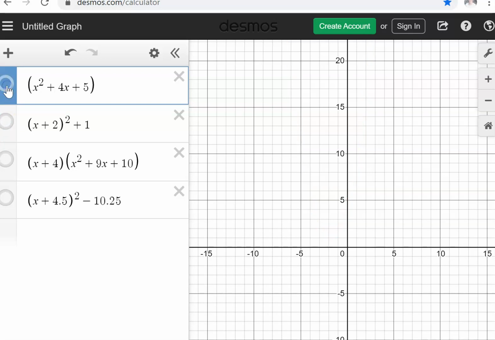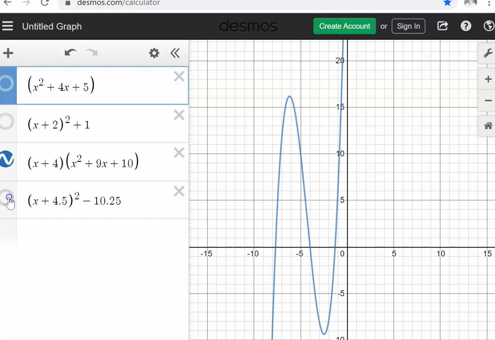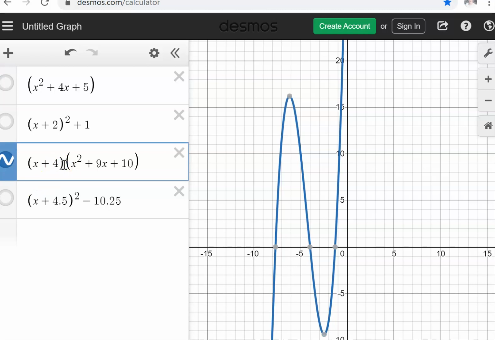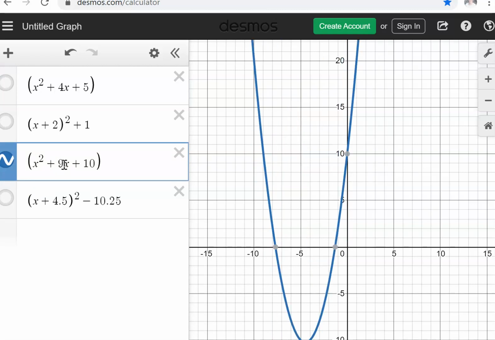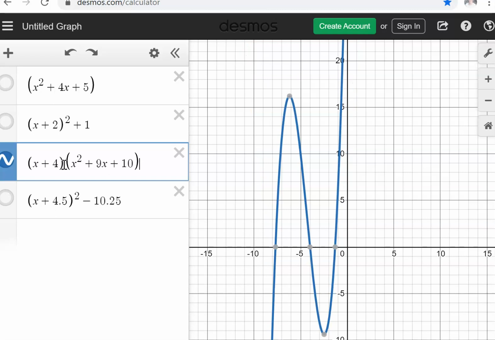If the quadratic by itself has 2 x-intercepts, as this one does, it means that as part of a cubic, it will contribute 2 x-intercepts as well, as it does here. So x squared plus 9x plus 10 by itself has 2 x-intercepts. Therefore, as part of a cubic, it will contribute 2 x-intercepts. And that's everything you need to know about cubics with one x-intercept.